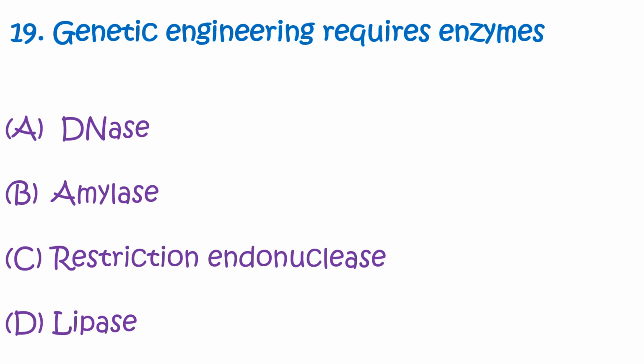Question number 19. Genetic engineering requires enzymes: option A DNase, option B amylase, option C restriction endonuclease, option D lipase. Correct answer is option C, restriction endonuclease. In genetic engineering, the enzymes are very specific in nature and only those are employed which can break or join the DNA strands. So in genetic engineering, whether it is RNA or DNA, we require very specific enzymes.